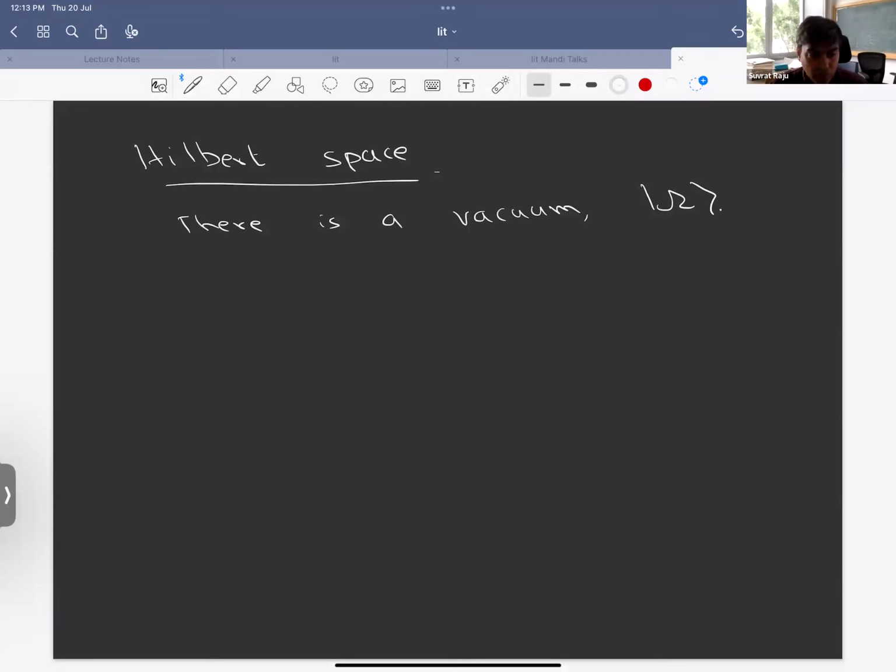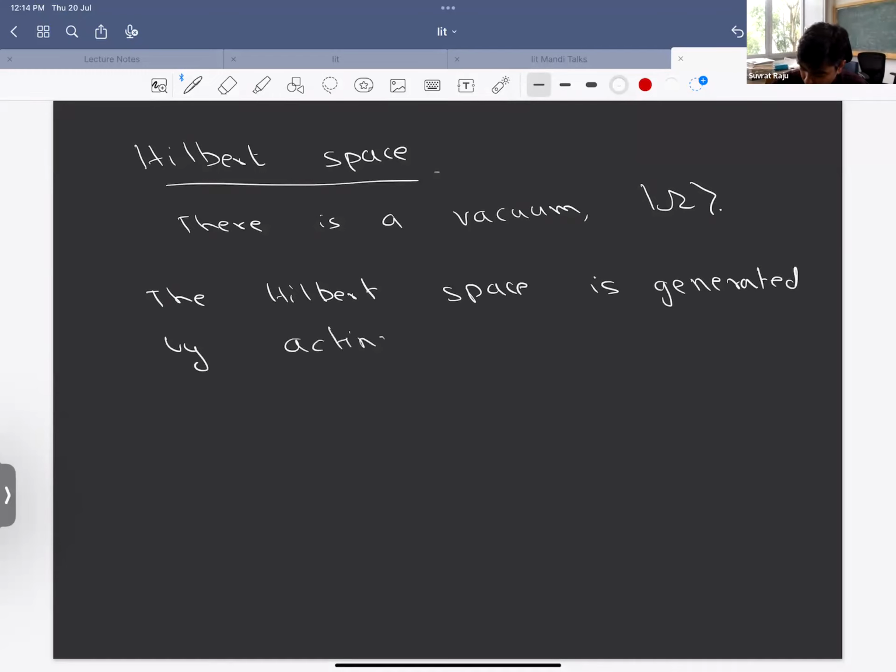Okay. So if you give me a vacuum omega, then the Hilbert space is generated by acting with this boundary algebra on omega.